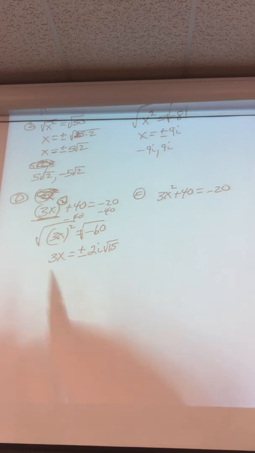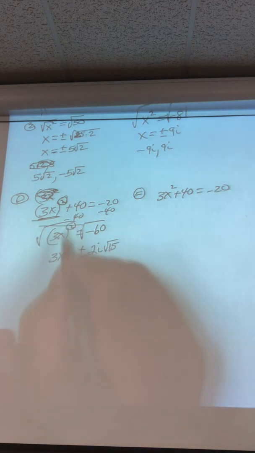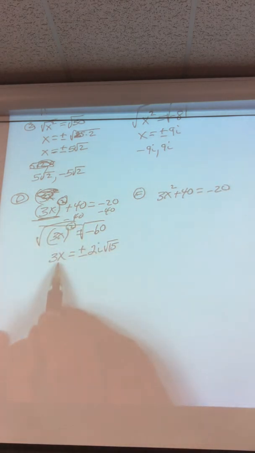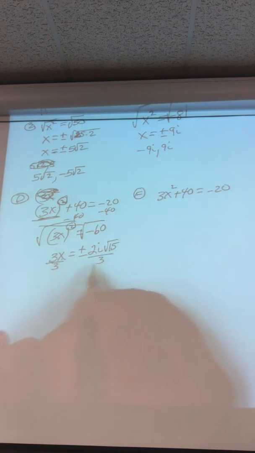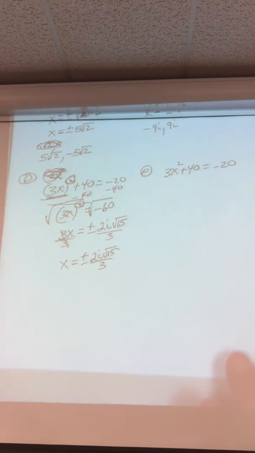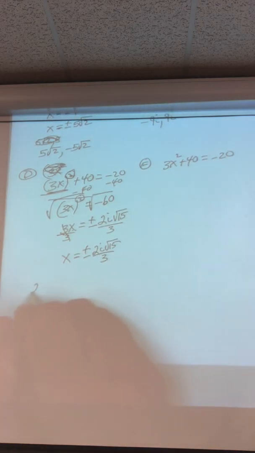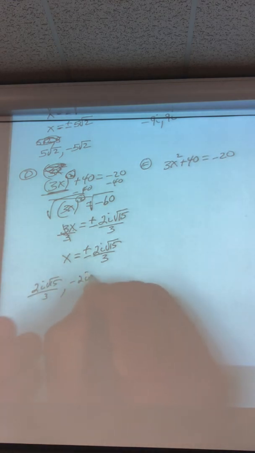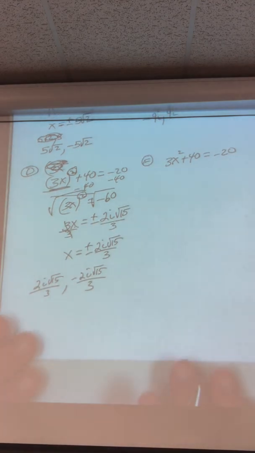Now, what are we solving for? Well, that square root got rid of that square. But you're not solved until the x is by itself. So I have to get rid of that coefficient, but whatever you do to one side, you have to do to the other. So this would be plus or minus 2i square root of 15 over 3. Now, you could write that 2i square root of 15 over 3, comma, negative 2i square root of 15 over 3. Another way to write it.